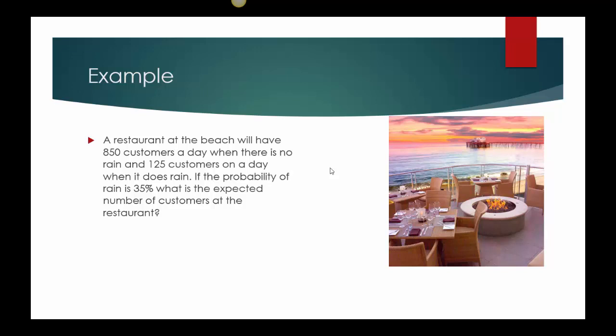So if it doesn't rain, I have 850 people come. If it does rain, I have 125. You can see that I put the 35%, there's my raining with how many people, and then over here 1 minus 0.35, there's the other scenario, which is 0.65. Putting these two together tells me I would have 596.25 customers on average.